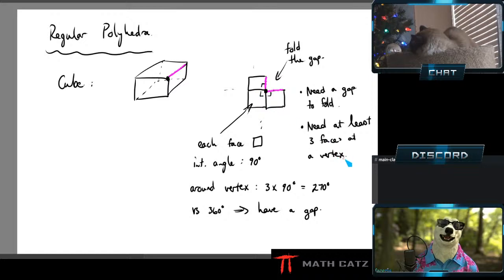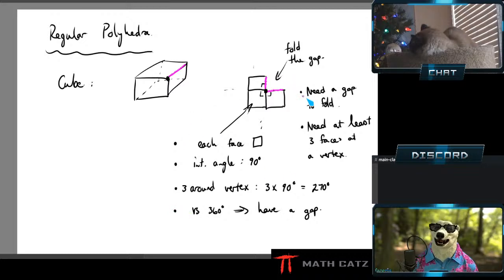And I need at least 3 faces to come together at a vertex. 2 faces won't actually make a 3-dimensional shape. Might have more, so we'll have to explore that. So when I now look at the cube and its net around this vertex, each face is a square. The interior angle of a square I know from my knowledge of polygons, which means if I have 3 of them around a vertex, that'll mean I am using, of the available 360 degrees, 270, so I have a gap.